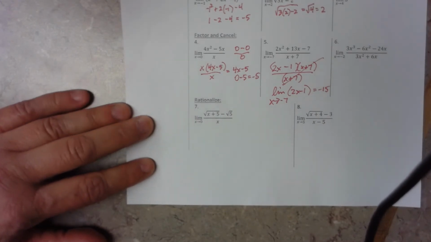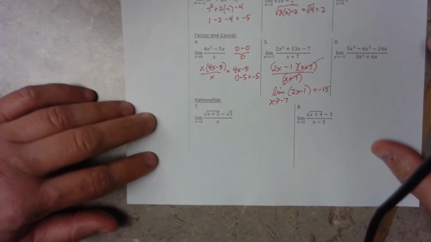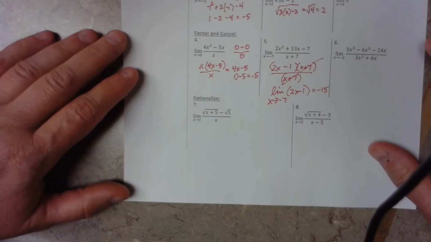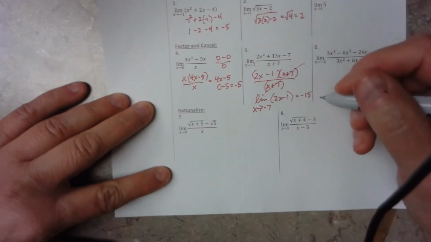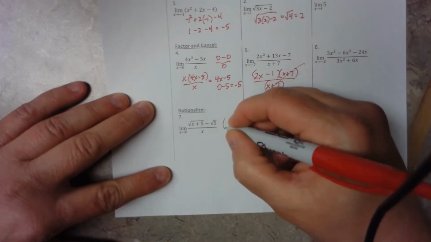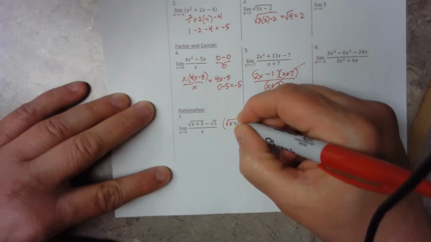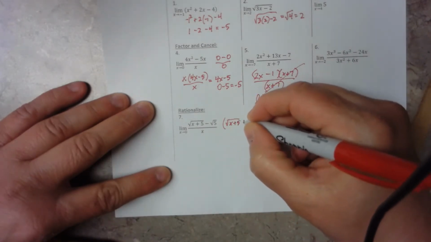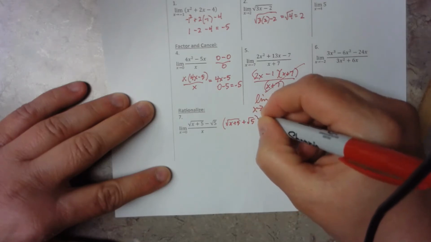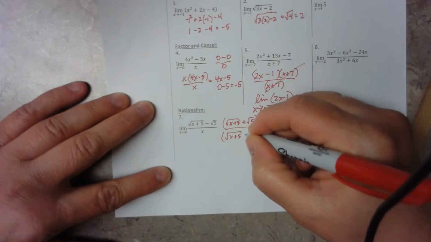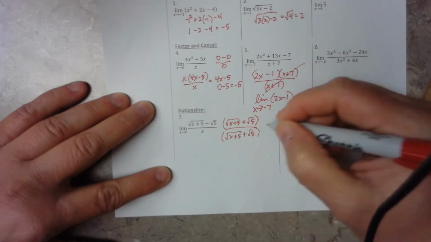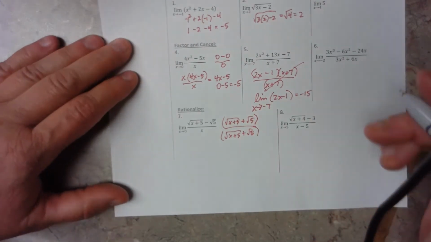Number 7 says rationalize. Well, that's a little ugly, it looks like. Let's see, usually we do this on the bottom by multiplying by the conjugate, but we could do it on the top. x plus 5 plus the square root of 5, top and bottom. This is a little unusual. We don't really run into too many of these, but we'll go ahead and do it just for kicks.